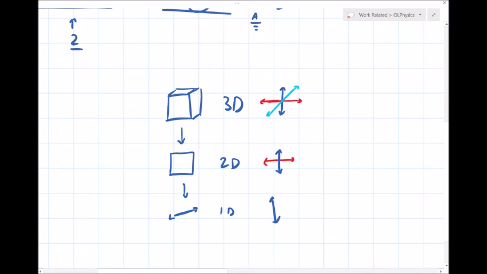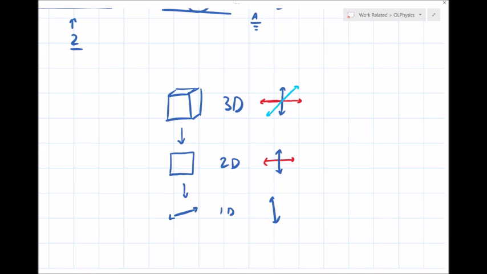So everything that we experience in our real world, we experience in 3 dimensions, right? We can go up, down, left, right, back, forth, in and out. In 2 dimensions, we could only really move forward or backwards. And then in 1 dimension, let's start that over again. So in 3 dimensions, you can go up, down, left, right, in and out.